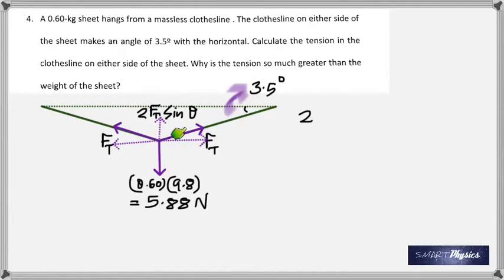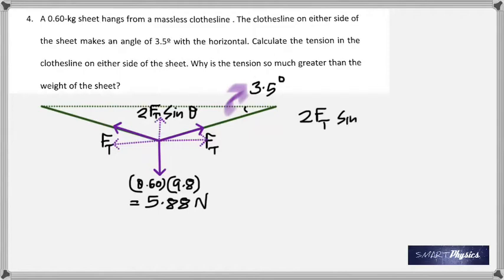Because when you resolve this, this is going to be Ft cos theta. Surely this angle is 3.5. You see that? So this is Ft cos 3.5. This is also Ft cos 3.5, isn't it? So they cancel out. Equal and opposite, they cancel out, but their vertical components add up because each one contributes Ft sine theta, and there are two. Therefore, the total vertical component is 2Ft sine theta, which should be equal to 5.88, problem done.